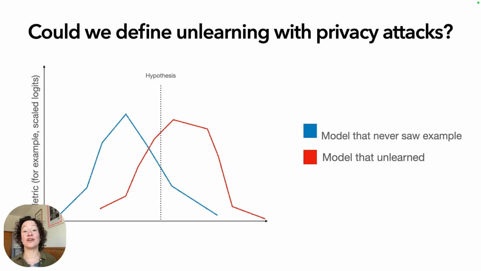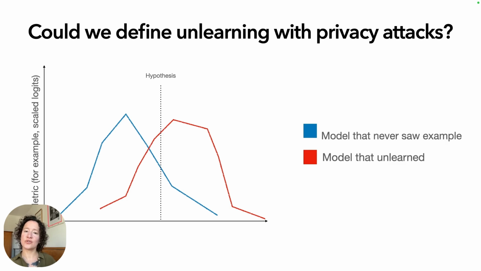Could we define unlearning with privacy attacks? Check out my video on privacy attacks on deep learning models. But essentially in this, we're doing what's called a membership inference attack. We're trying to run certain data through and guess, is this the model that never saw the example? So the model that literally never had to learn this? Or is this the model that unlearned this?